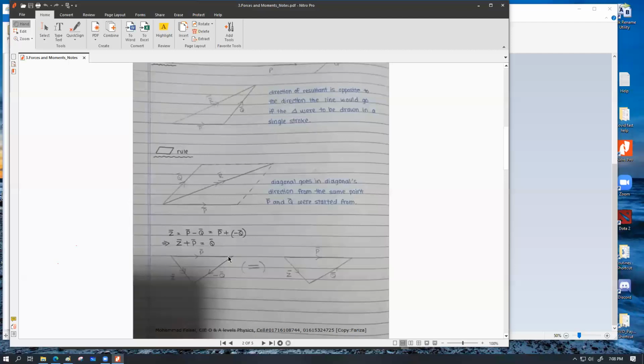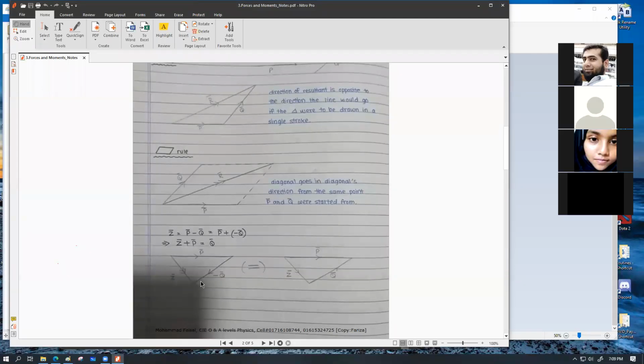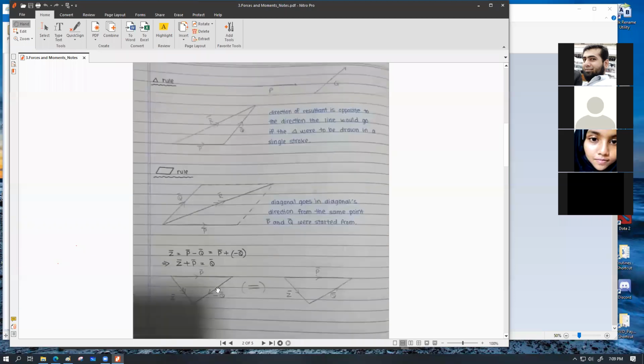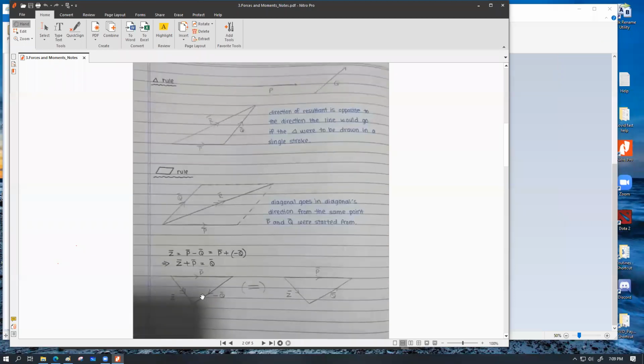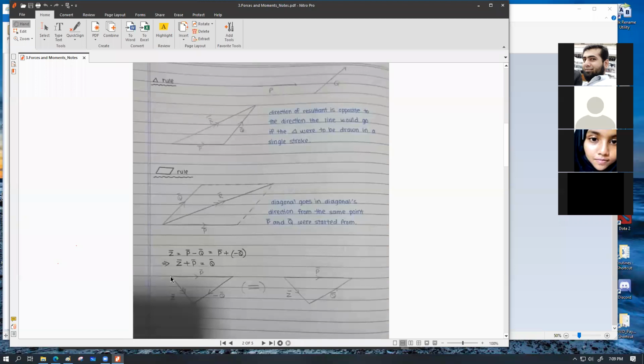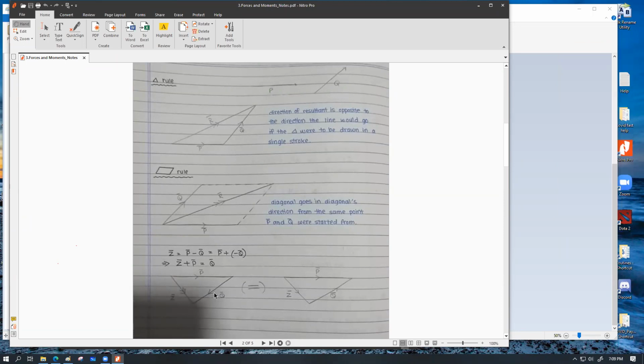So P is the same. At the end point of P, we are drawing minus Q. So Q was going this way, minus Q is going this way. Do you see? So now these are the two vectors which are placed one after another, P and minus Q. If you do the vector sum of these two, which means you start your resultant from the starting point of the first vector and end your resultant at the end point of the second vector, you get your resultant. So Z is the resultant of P and minus Q.